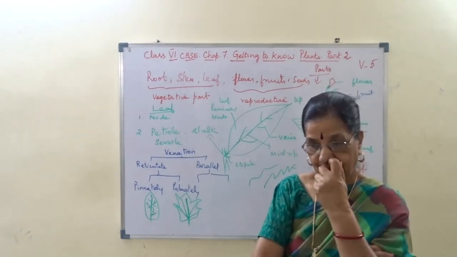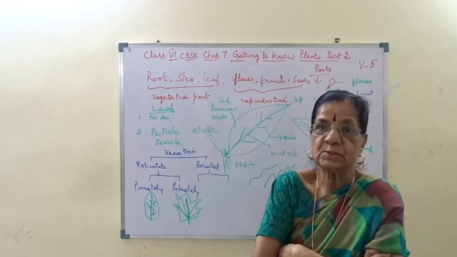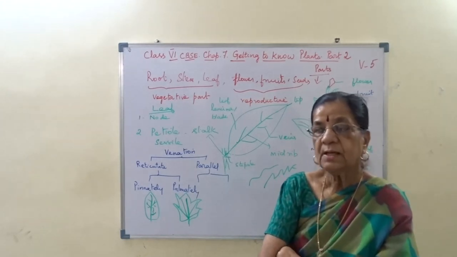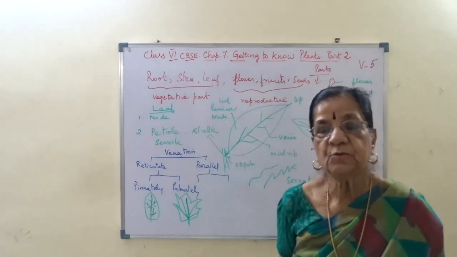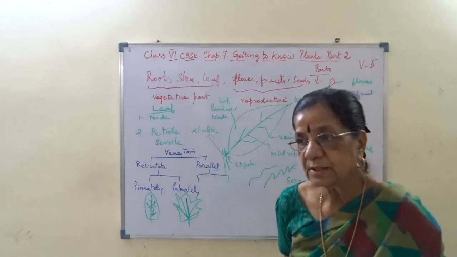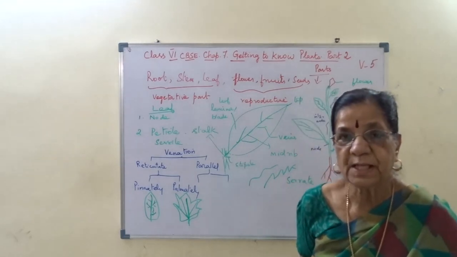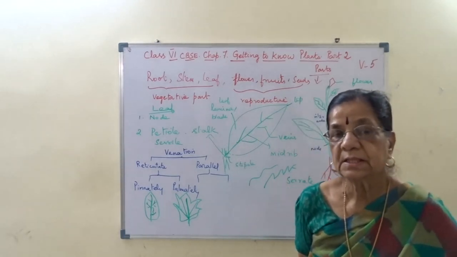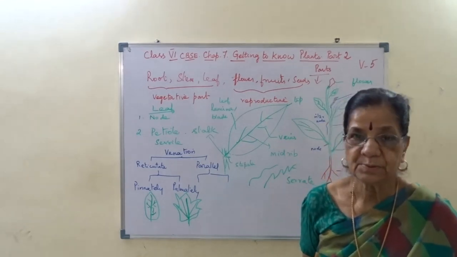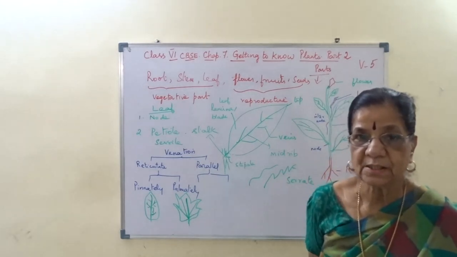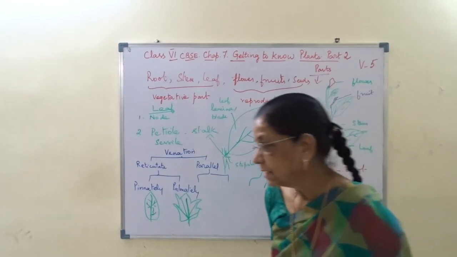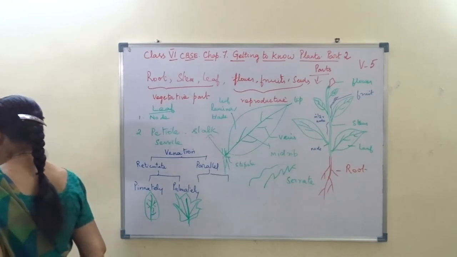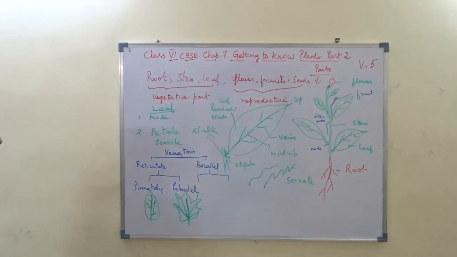I hope you follow. Other than that, the stem is also modified for additional functions. One is vegetative propagation, and some weak-stemmed plants are modified as climbers and creepers. I hope you know all that. And then, when it comes to the functions of the leaf, there are three main functions.